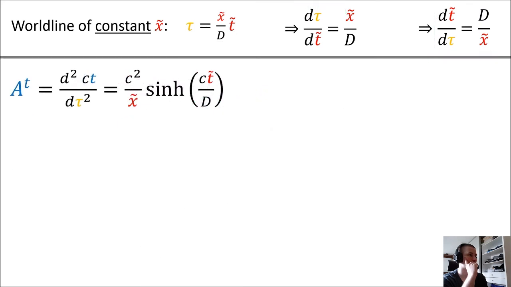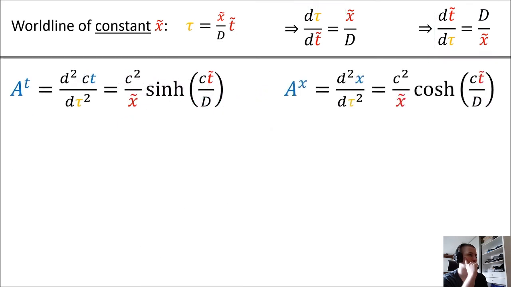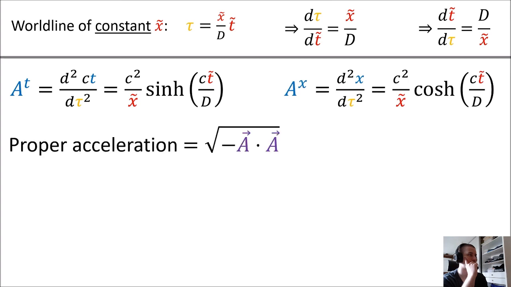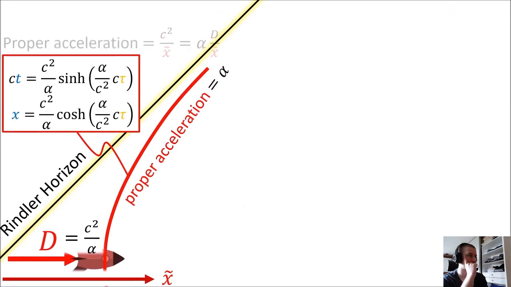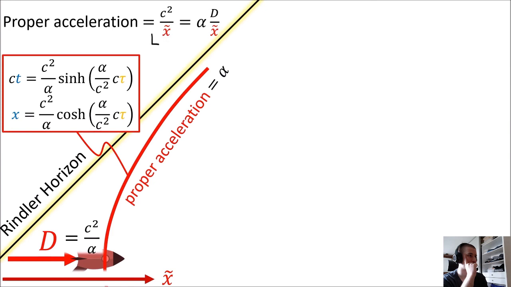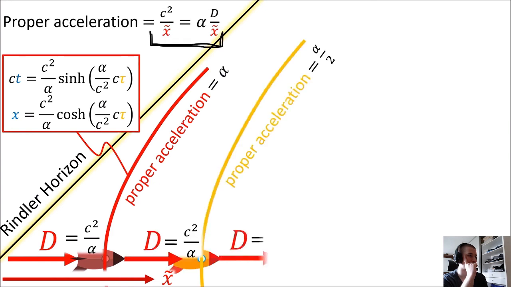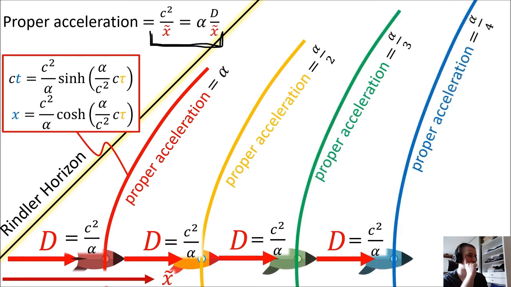We can calculate the second derivative of x in a similar way. And calculating the proper acceleration, the square root of negative a dot a, we get c squared over x tilde, which is also alpha times d over x tilde. This formula basically means that the proper acceleration of each spaceship decreases as x tilde increases, which matches what we've seen.